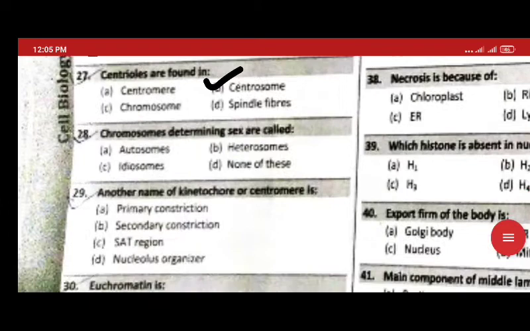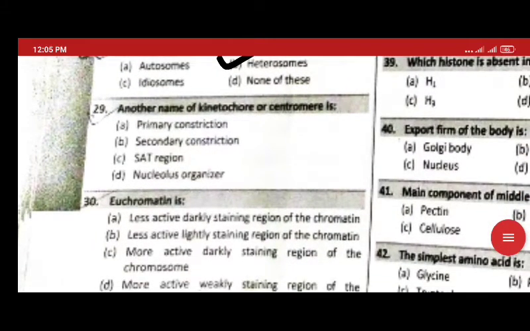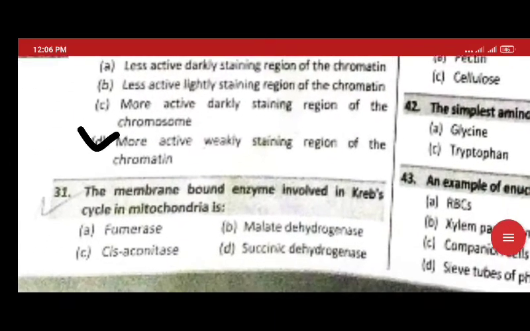Now we have 28 number, chromosomes determining sex. So sex what? Heterosomes, like XY is for male, and that is sex chromosome, and that is heterosomes. Now 29, another name of kinetochore or centromere. So we know that primary constriction, so option A should be right. Now 30, euchromatin. So euchromatin is lightly stained, so option D is right, because light stain is euchromatin.